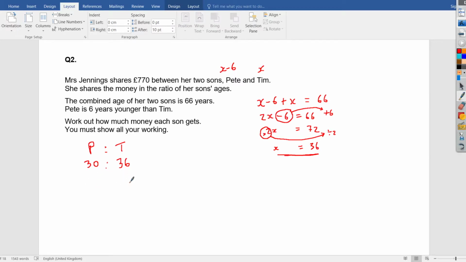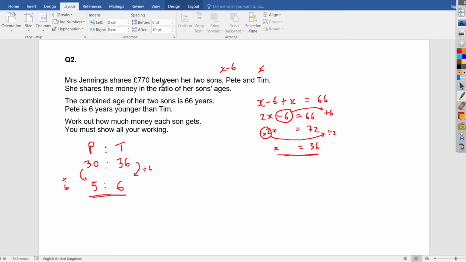Now what you could do here, once we've got the ratio, is simplify the ratio. We look for the highest common factor which goes into 30 and 36, which, as you should now realize, is 6. So we divide both sides by 6. How many 6s go into 30 is 5, and how many 6s go into 36 is 6. So that is my simplified ratio of Pete and Tim's ages.